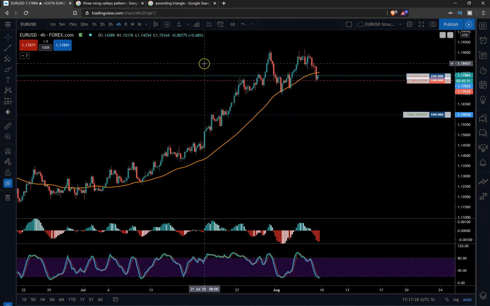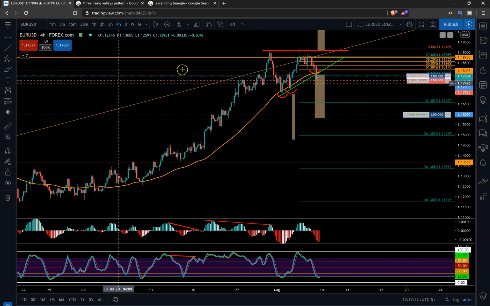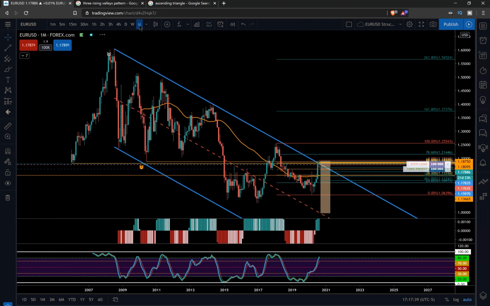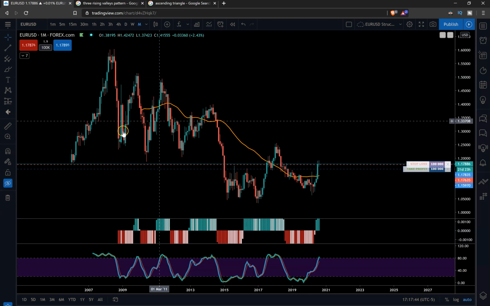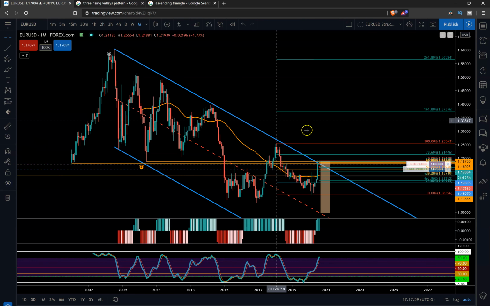It looks like we're at a peak, a high, for the euro because of a few things. One is the monthly. We're going to look at the monthly. We have been in a descending trend since about April 2008, and we've been in a parallel channel.